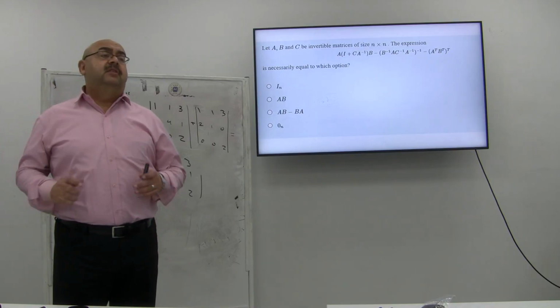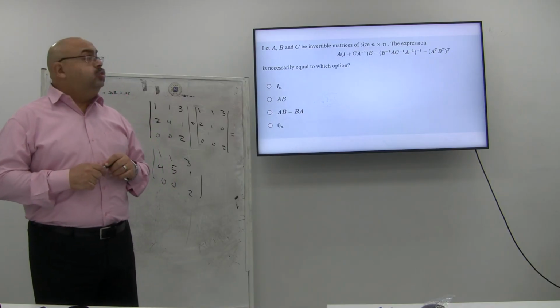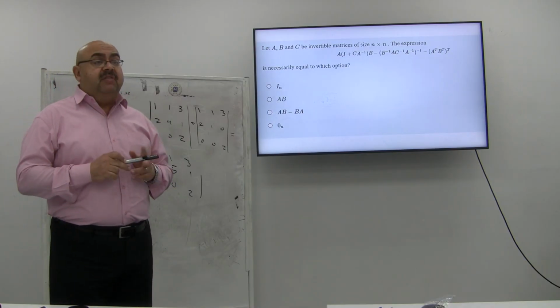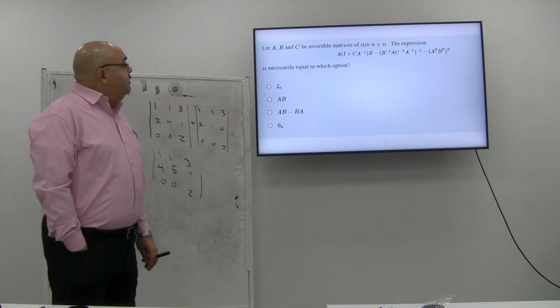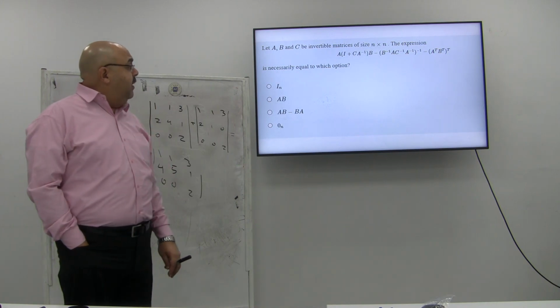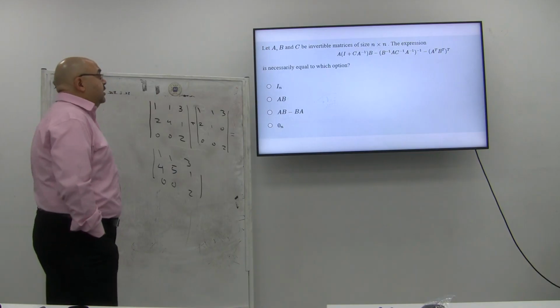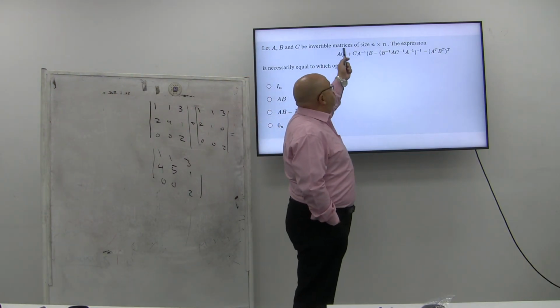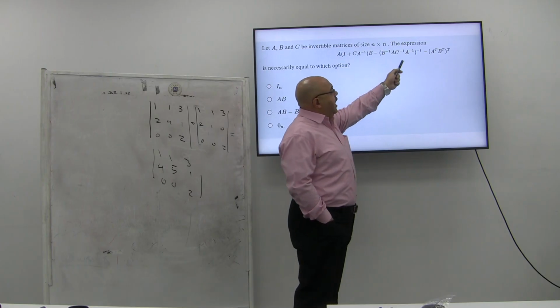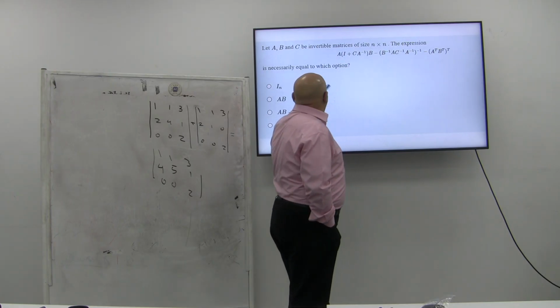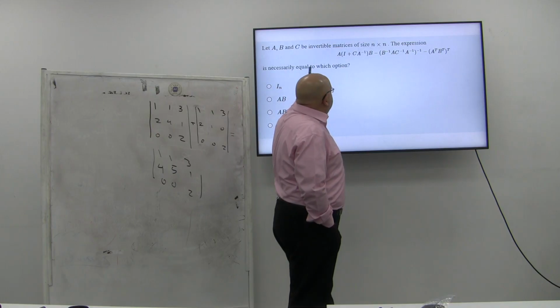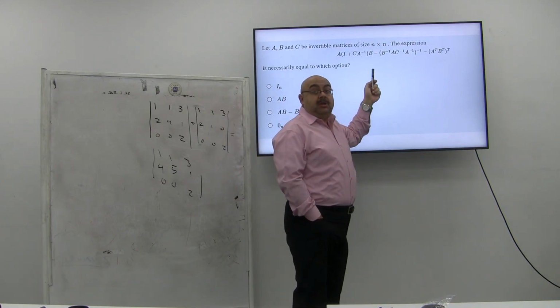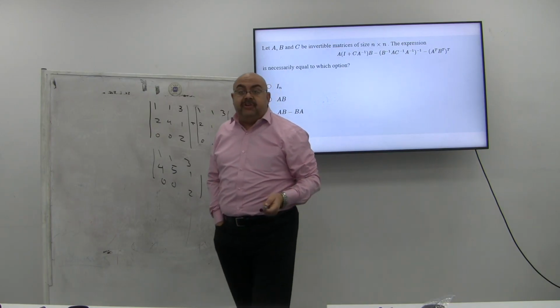I need an idea. How to solve it? How to get the right answer? He's giving you A, B, and C, invertible matrices of size n by n. The expression A, then I plus C, A inverse, B inverse, and so on, is equal to whatever. And it is necessarily equal to which option? So I need to do simplification to discover it.